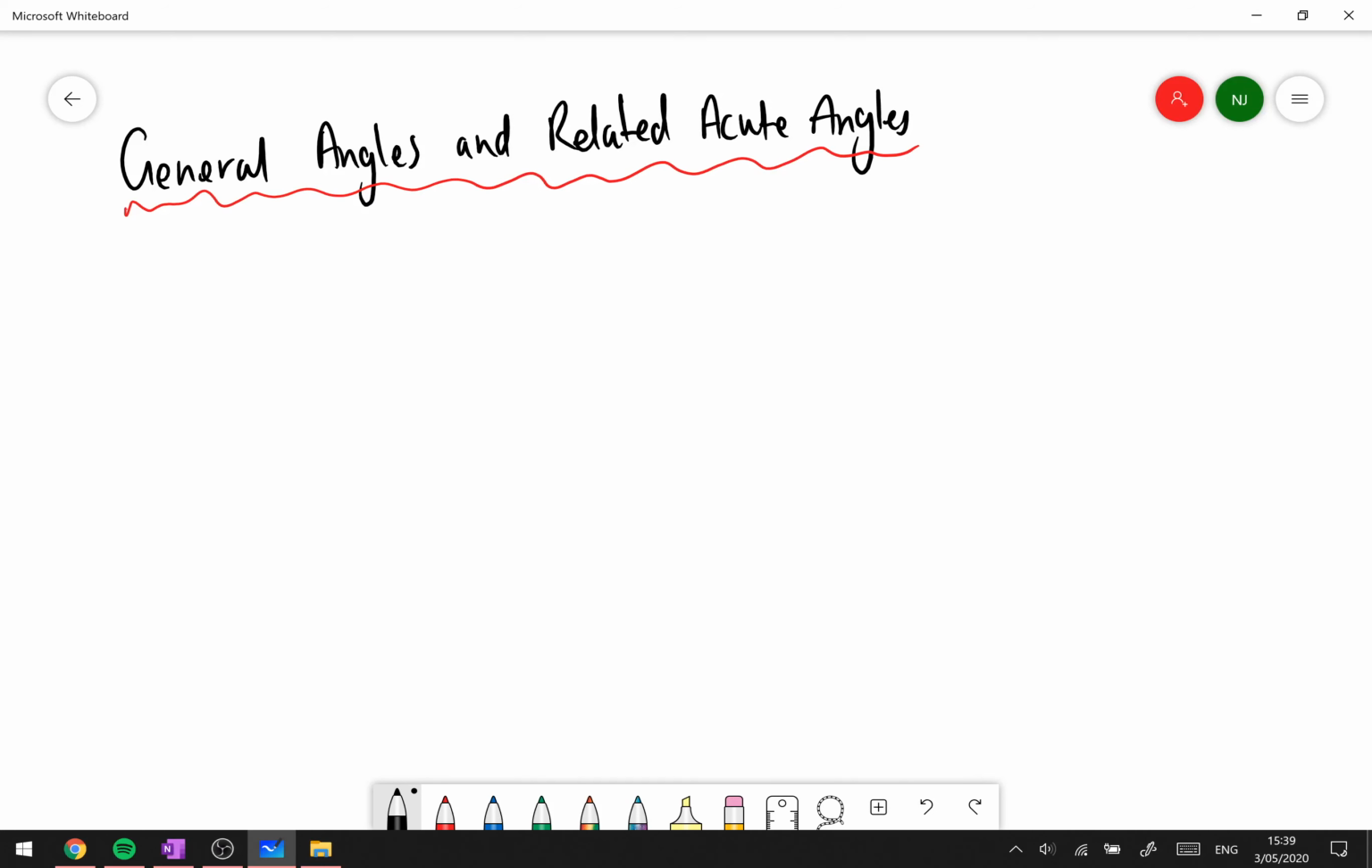Okay, the general angle and related acute angles. With these, we're basically combining the last two videos and putting them all together in one. So let's start off by talking about just the acute angles to begin with.